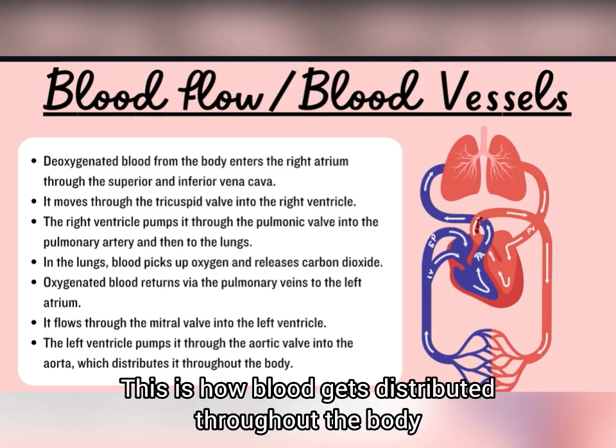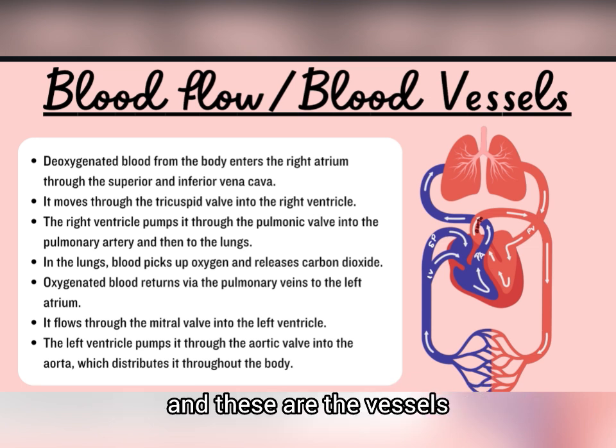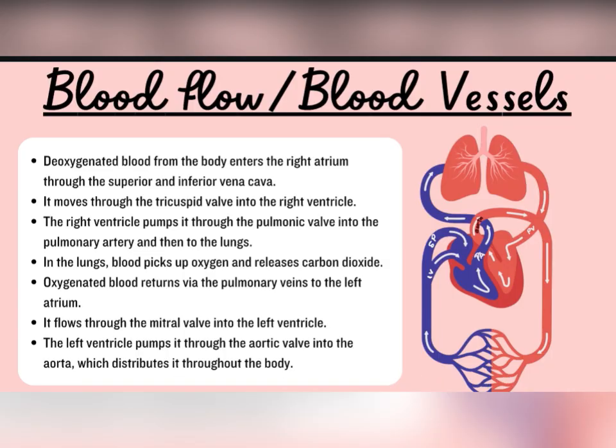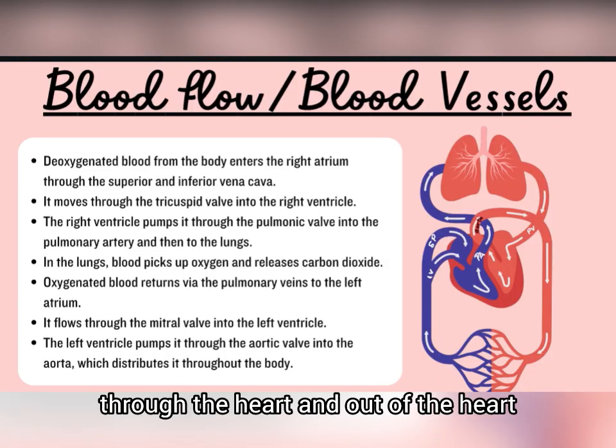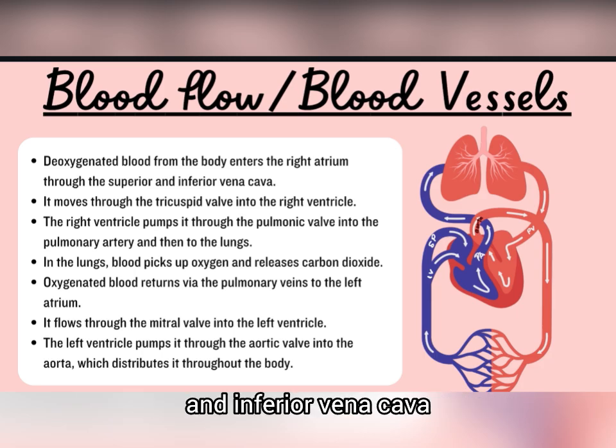This is how blood gets distributed throughout the body. This is how blood flows through the heart, and these are the vessels that assist in the transfer of blood to the heart, through the heart, and out of the heart. We're talking about the superior and inferior vena cava, the pulmonary artery, the pulmonary vein, and of course the aorta.